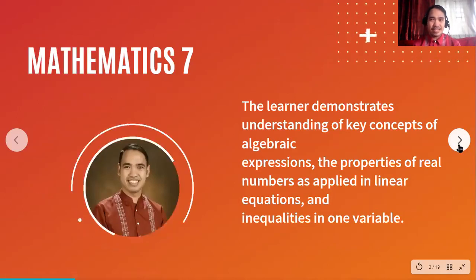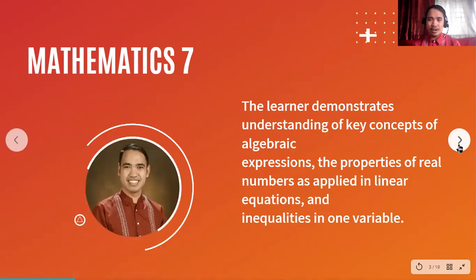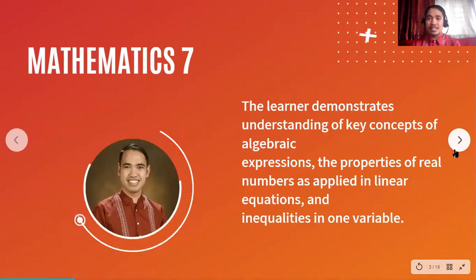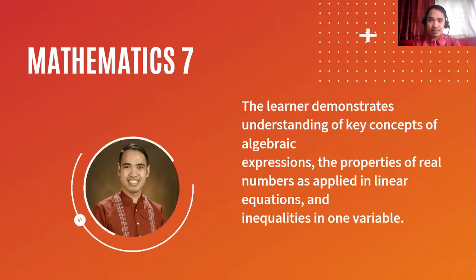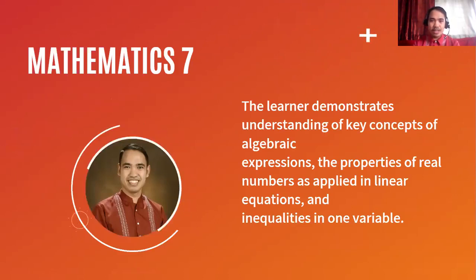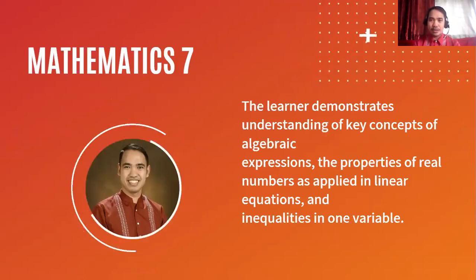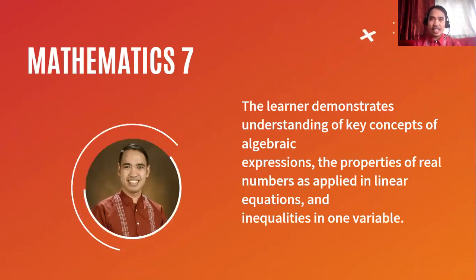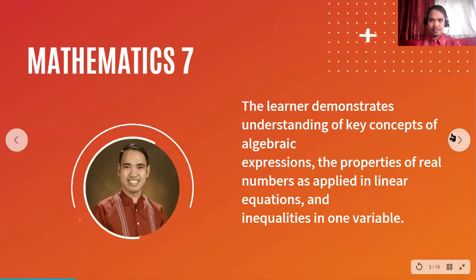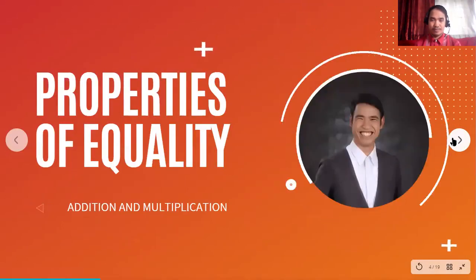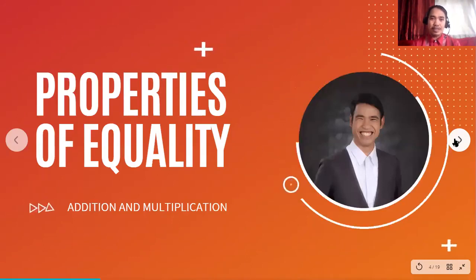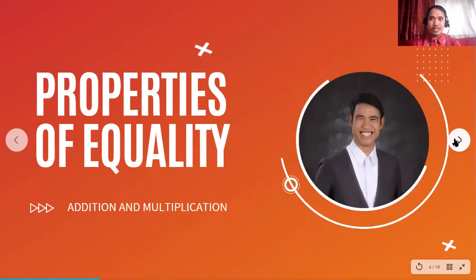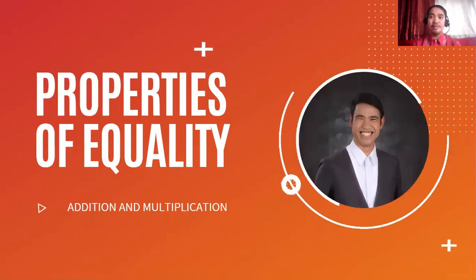What about Mathematics 7? One of the concepts that we need to learn in Mathematics 7 is that the learners need to demonstrate understanding of key concepts of algebraic expression, the properties of real numbers as applied in linear equation, and inequalities in one variable. Our today's lesson will be about the properties of equality, specifically in addition and multiplication.